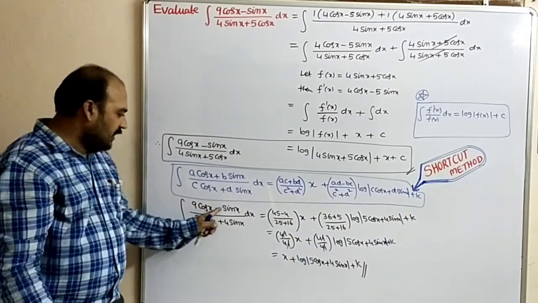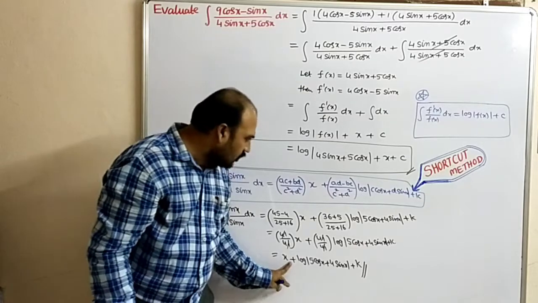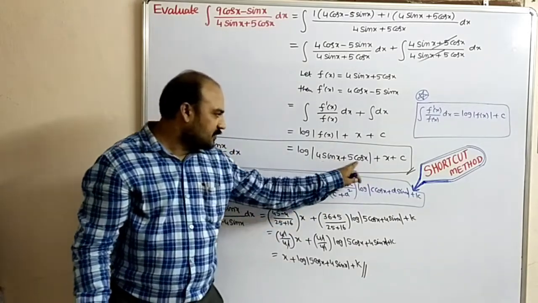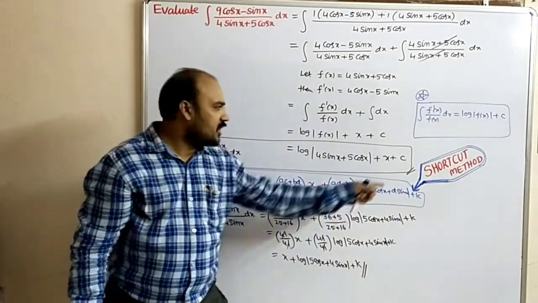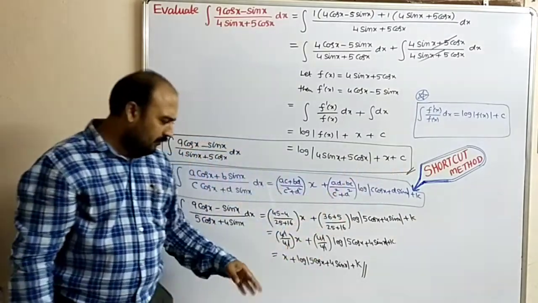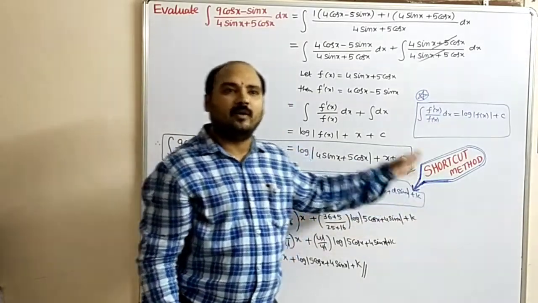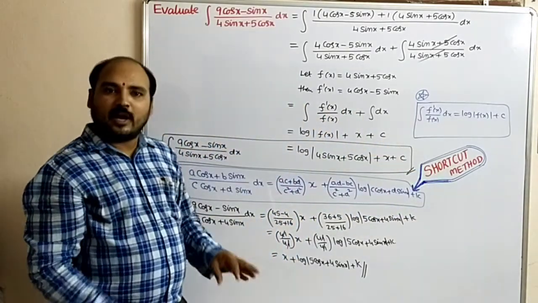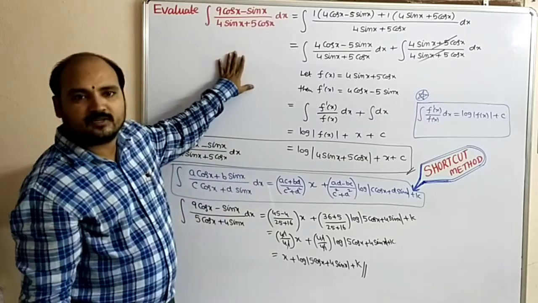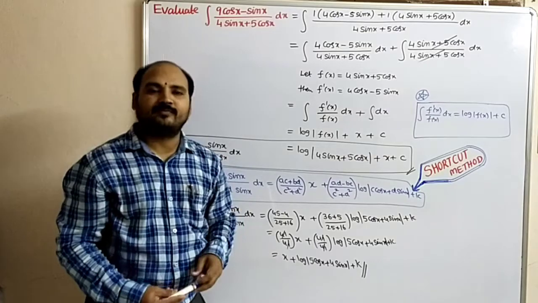So the integral of (9 cos x minus sin x) by (5 cos x plus 4 sin x) dx is equal to x plus log of 4 sin x plus 5 cos x plus c. Here I wrote c, whatever it is, the constant is not the criterion. What matters is whether we are getting the same answer or not. This is the way you have to apply that shortcut formula for this question. But in IPE, it is better to use the first method, that is the best method, because it is a 7 marks question.